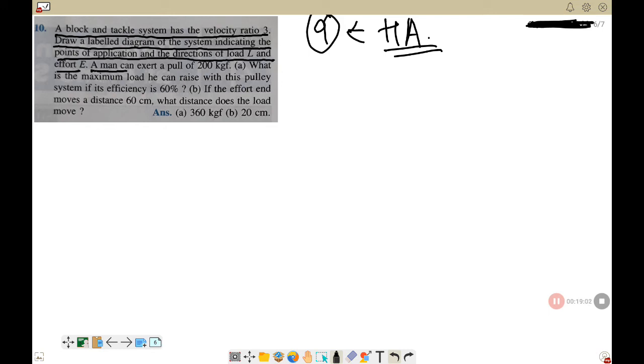A man exerts a pull of 200 kilogram force. What is the maximum load he can raise with this pulley system if its efficiency is 60%? So here efficiency is also given. So first of all, we need to draw the figure. So that is our question.